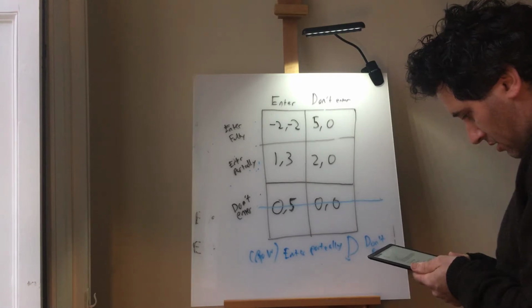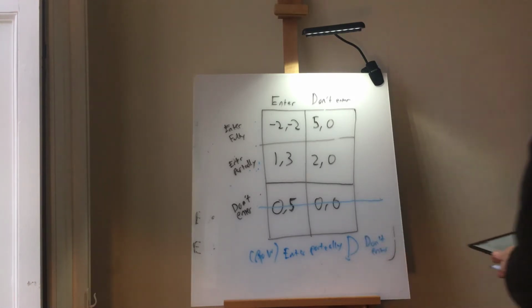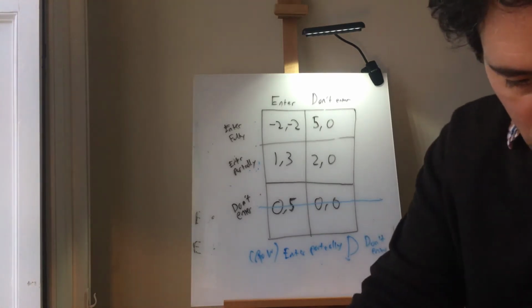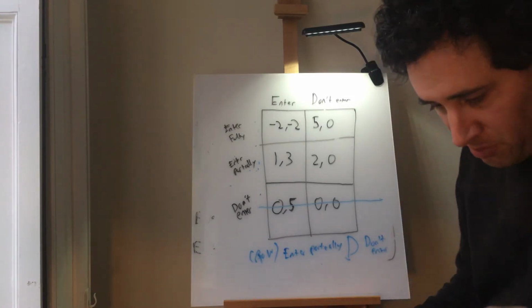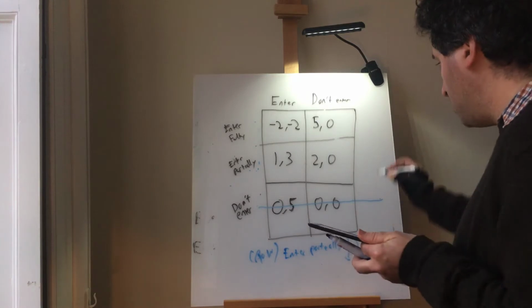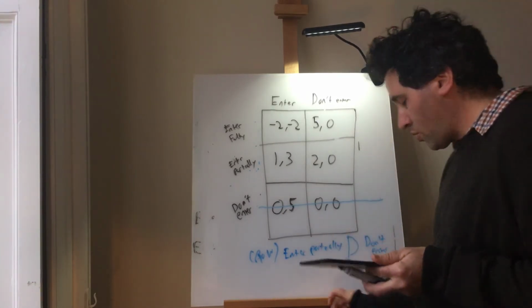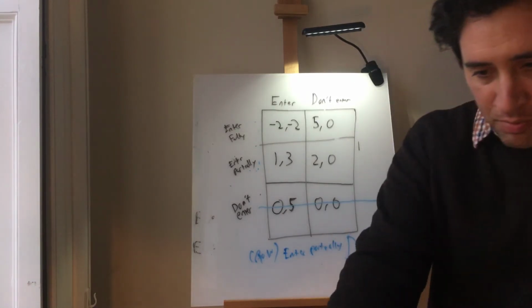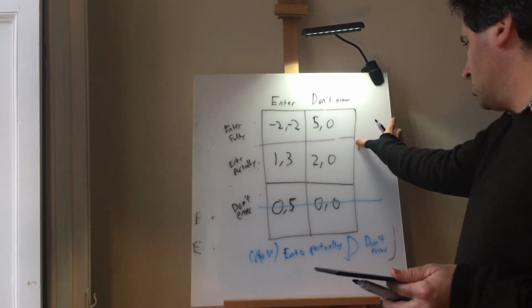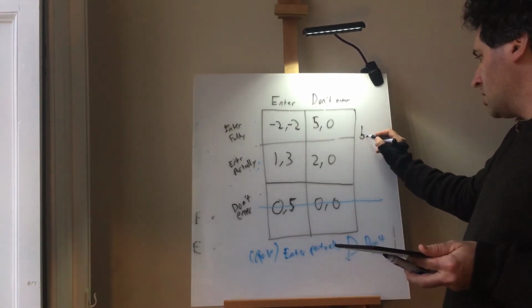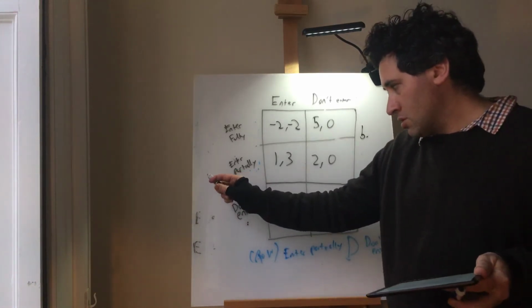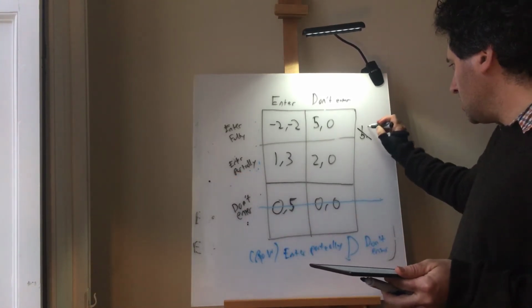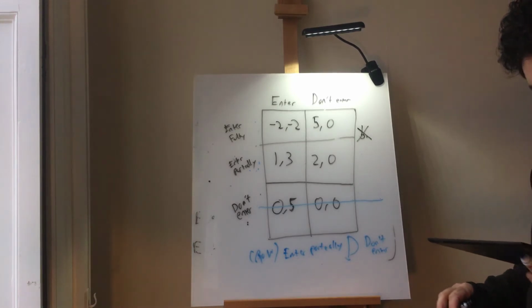So now let's start looking at the answers. Can we rule any out? Well, there's one that's talking about rationalizability. B says all strategies are rationalizable for either player. Well, that's not true. Right? So I can cross off B, because don't enter is not rationalizable for the row player. So B cannot be the correct answer.